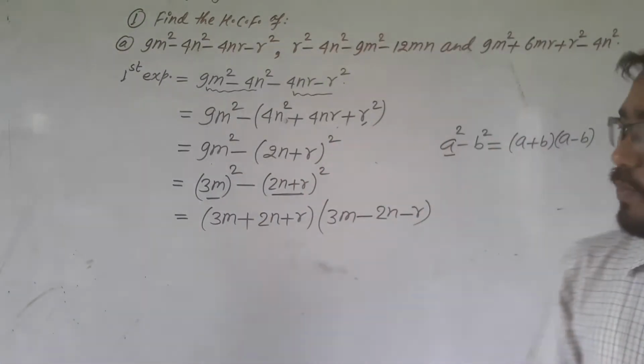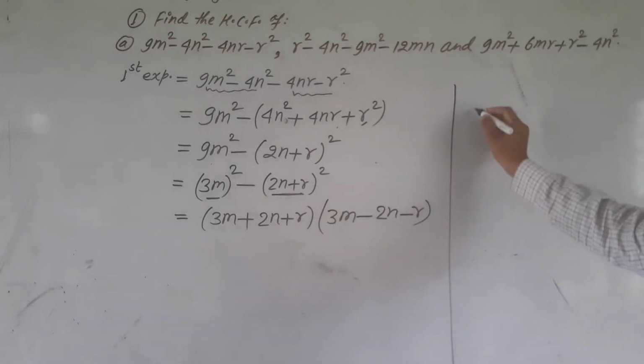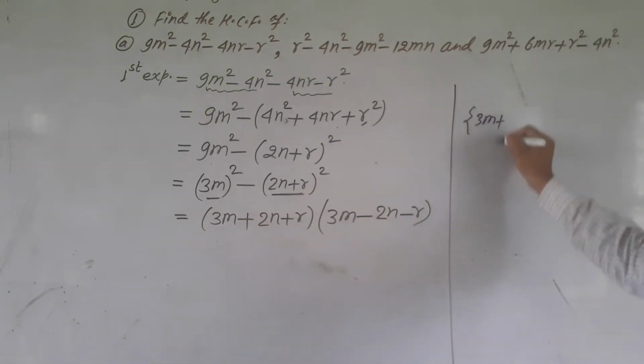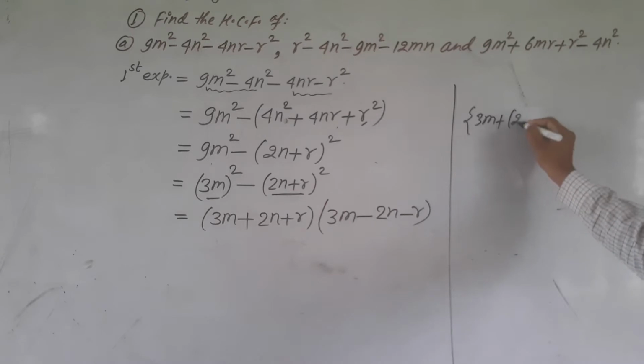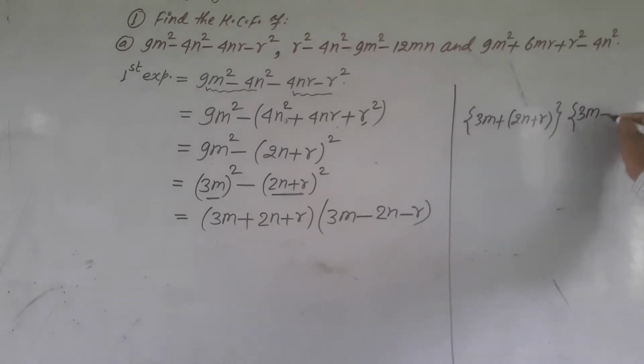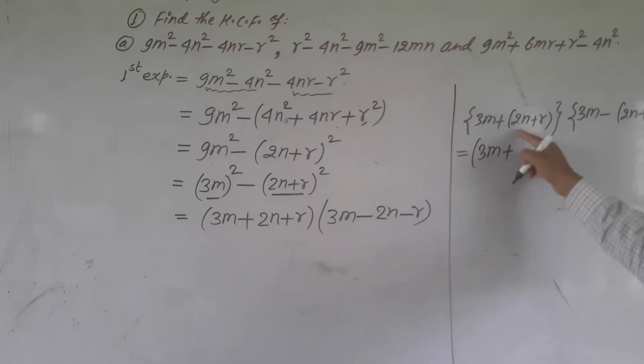If you get confused here, you can write this in detail. In curly brackets we can put a plus b, that is a represents 3m plus b, b represents 2n plus r. 2n plus r we can write, and close the curly bracket here. Then similarly a minus b: a represents 3m minus b, b means 2n plus r. Like this we can write. So opening the bracket, 3m as it is, plus 2n plus r, and r is there as it is.